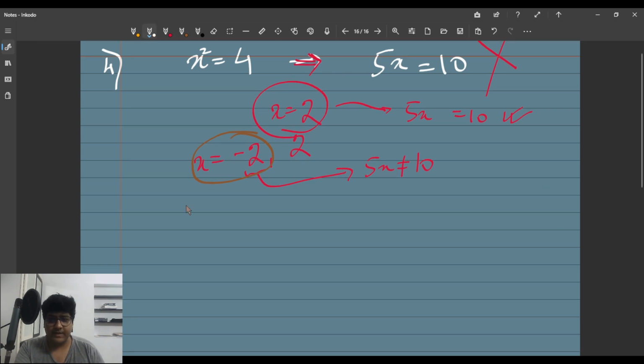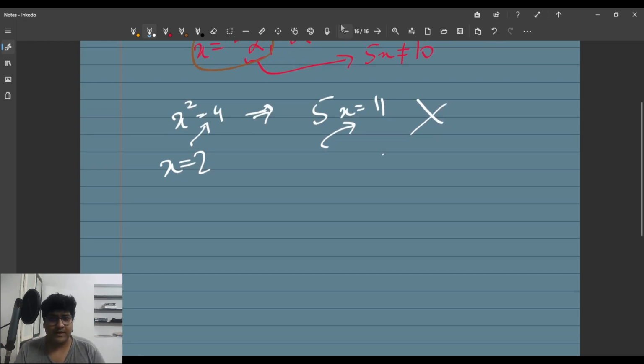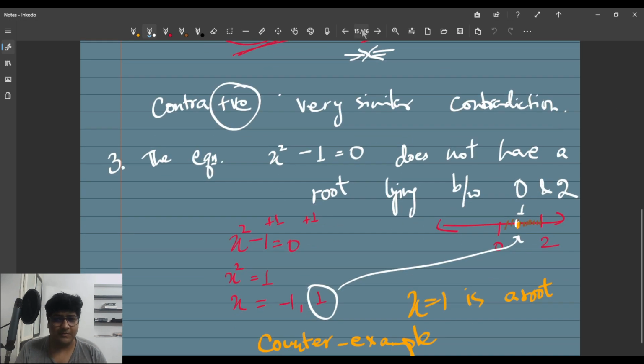But say that we had been given x square equal to 4 implies 5x is equal to 11. Well, then x is equal to 2 would also work as a counterexample, because x is equal to 2 satisfies this, but it does not satisfy this, and hence this statement is wrong. So you can disprove statements with counterexamples. You cannot prove them for now, right?